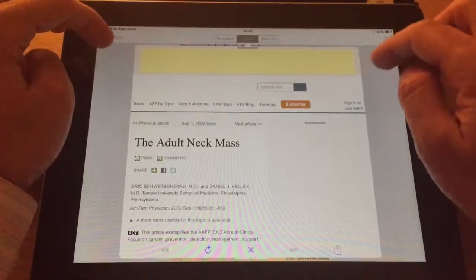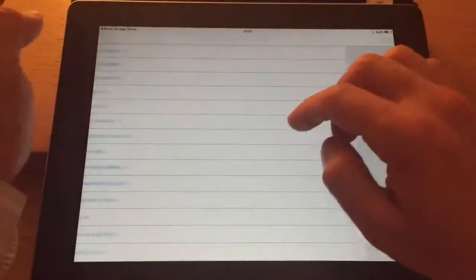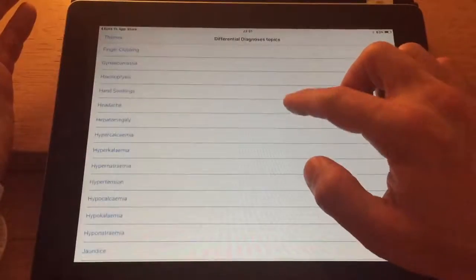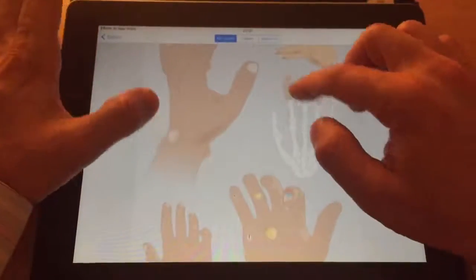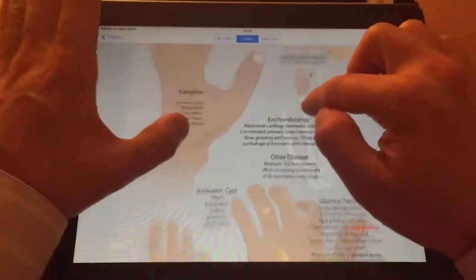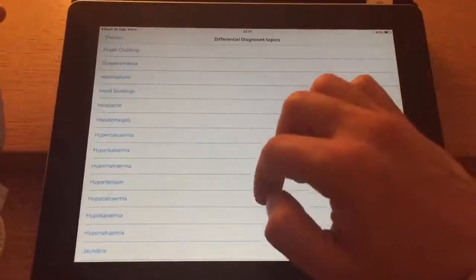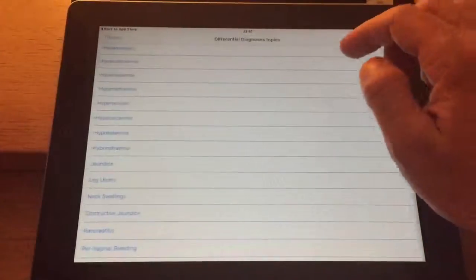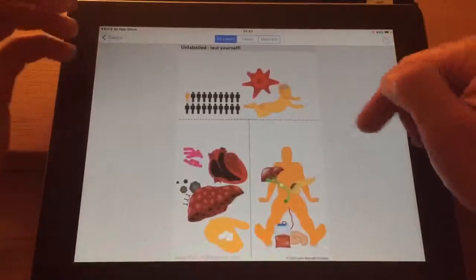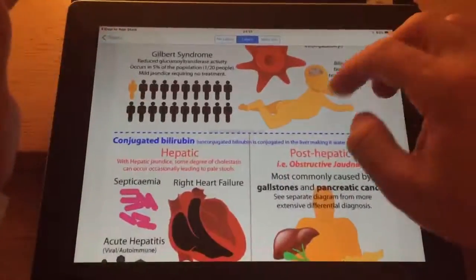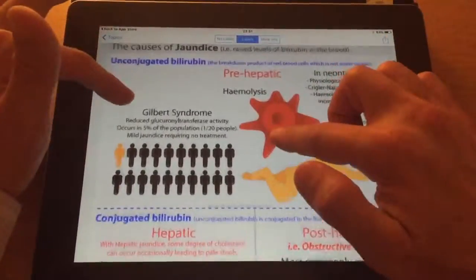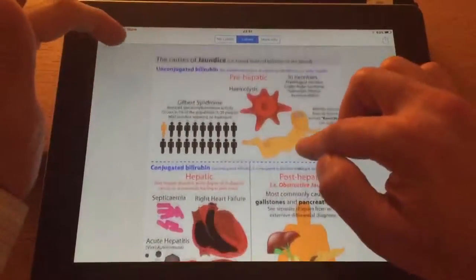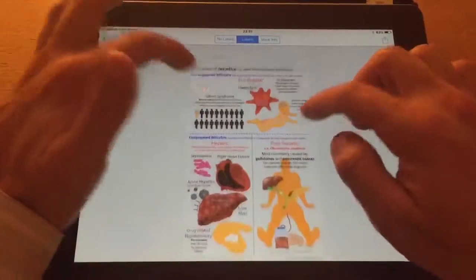There's the information coming up. And there are lots of different examples of different differentials. For example, here's one on hand swellings. Again, you can label or you can unlabel those. The causes of hypertension, for example, the causes of jaundice, again an unlabeled and a labeled image. This one divided into unconjugated bilirubin and conjugated, or prehepatic, hepatic and post-hepatic.